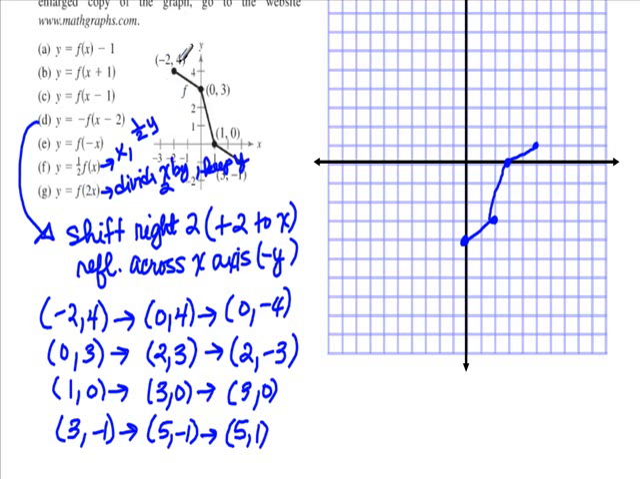So like -2, 4 would really become -1, 4. 0, 3 would stay 0, 3. 1, 0 would be 1/2, 0. 3, -1 would be 3/2, -1. So that's going to shrink it horizontally. Okay?